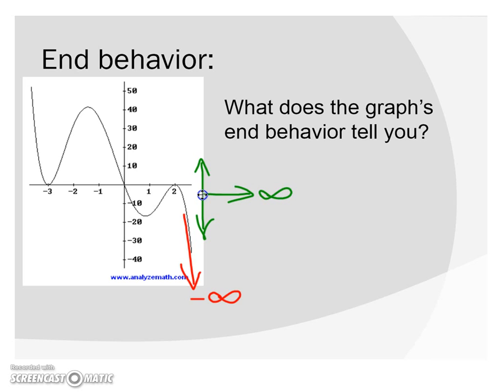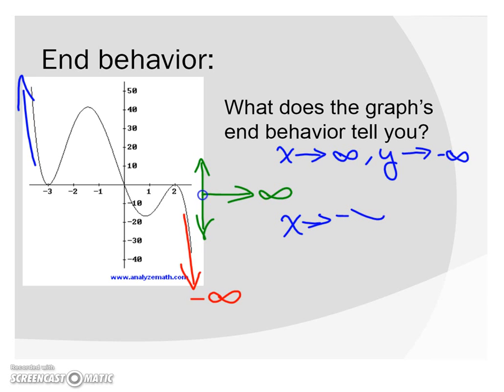And so we say that as x approaches, that's what that arrow means, approaches infinity, y approaches negative infinity. Now going the other way, we're going into positive infinity in terms of y as x is going into negative infinity. So as x approaches negative infinity, y approaches infinity, positive infinity.